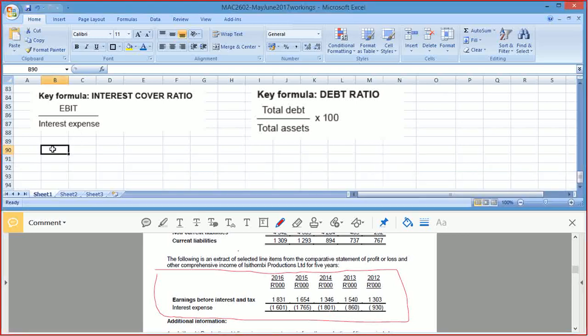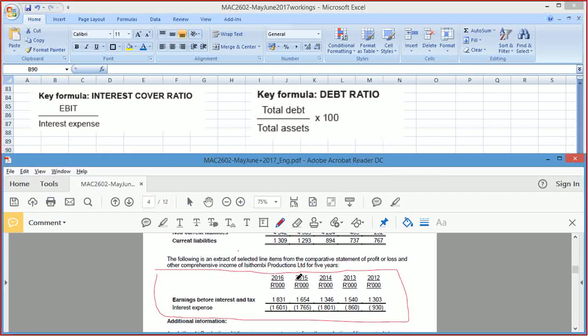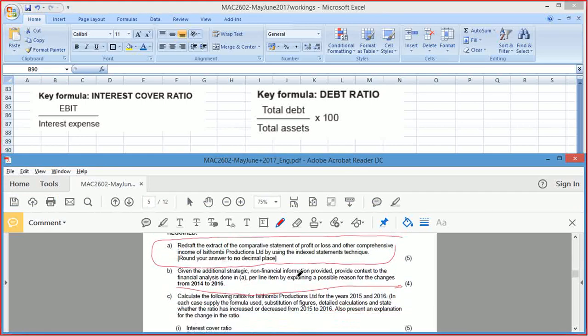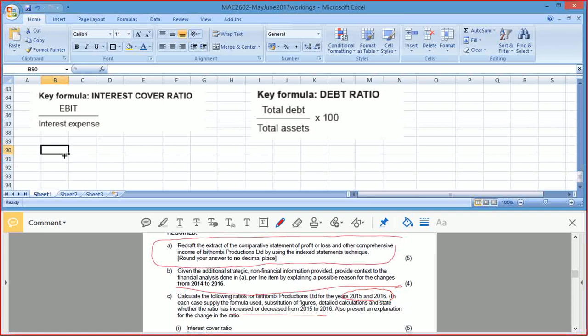Alright, so the interest cover, what year did they want though? Calculate the ratios for the years 2015 and 2016. So we need 2. Yes. And state whether the ratio has increased or decreased. Also present an explanation. Okay. So 2015, 2016.